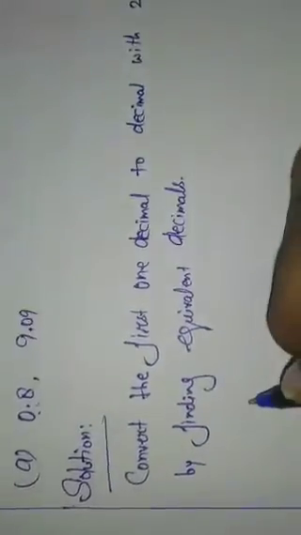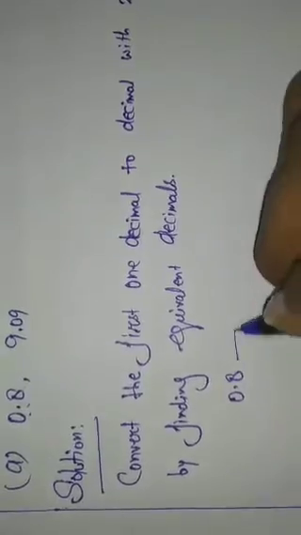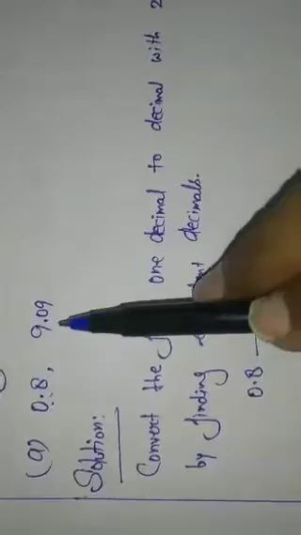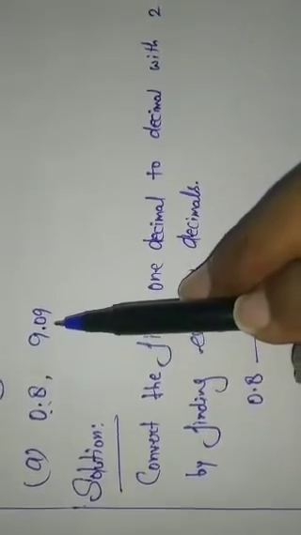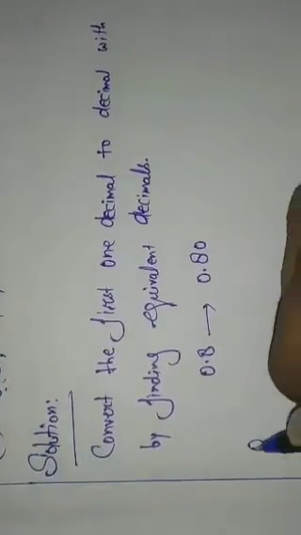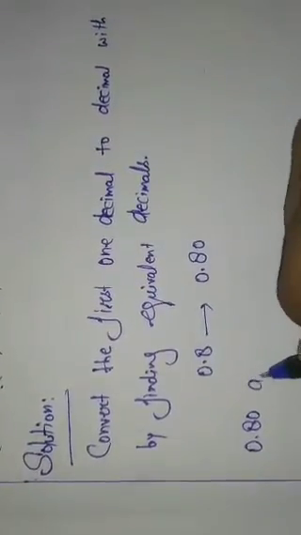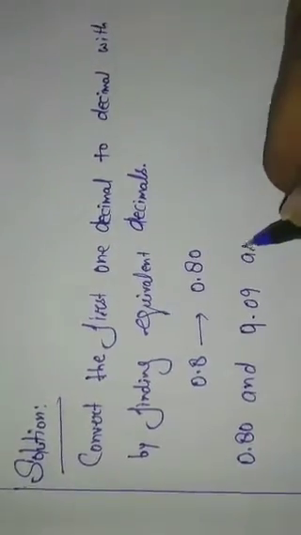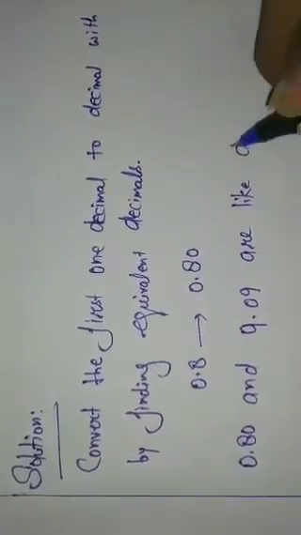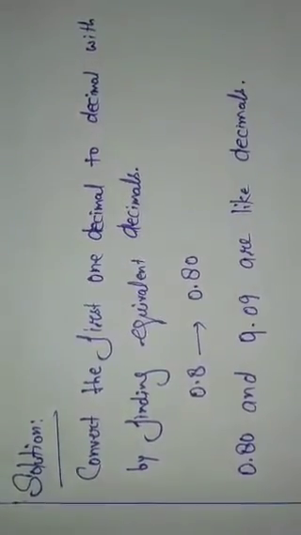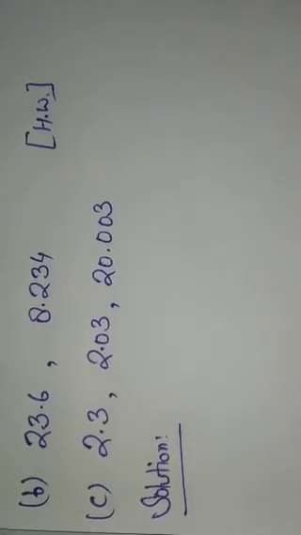Okay, for example here it has been given 0.8. So how can you convert it in the 2 decimal number, 0.80? Okay, because another number has been also given with 2 digits after decimal. So here it has been converted now 0.80. So you can write it here 0.80 and 9.09 are like decimals. Now it has been converted. Clear students? B part I am providing to you in your homework.